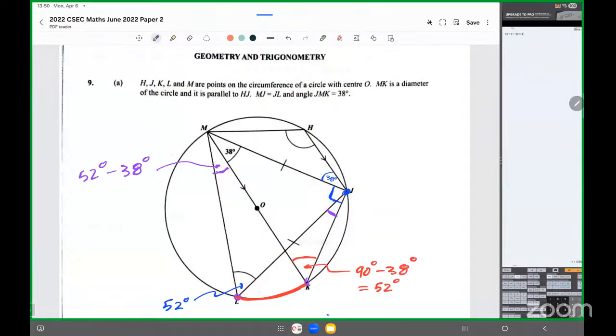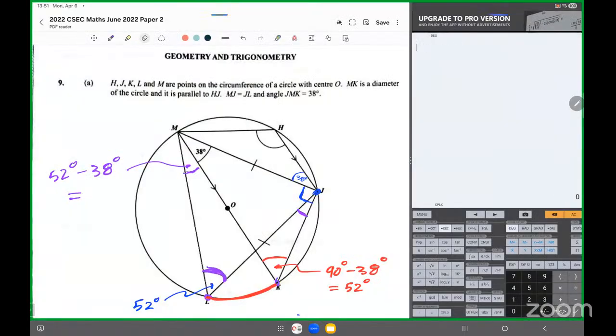But I can appreciate that, because if this is 52 and all of this is 52 as well because of the isosceles triangle, and this part of that total angle is 38, then the piece in here that we're trying to find is 52 minus 38. But I get that?